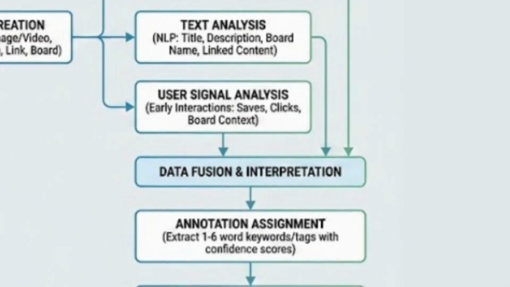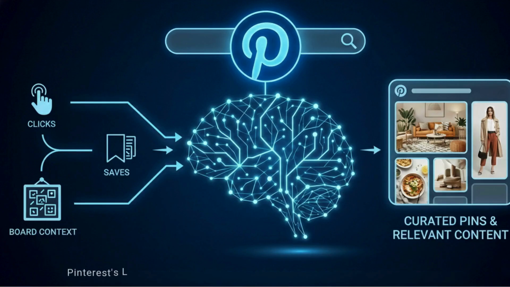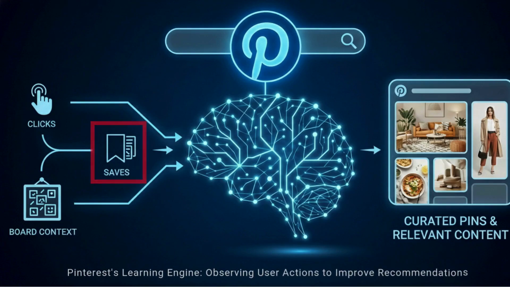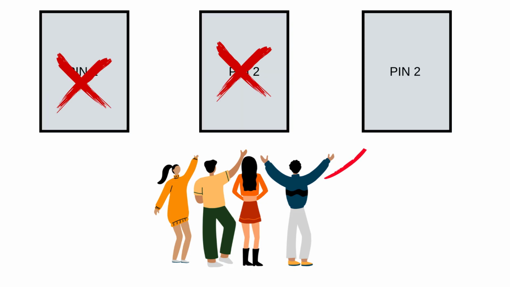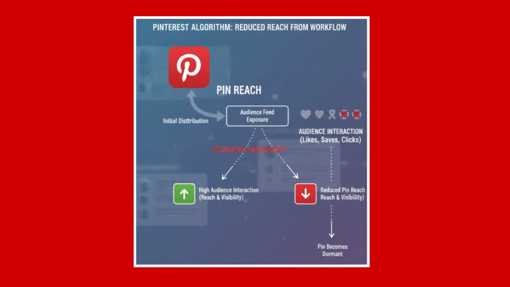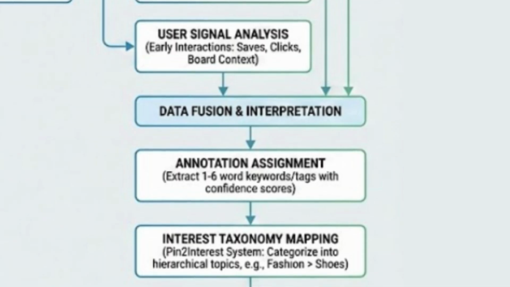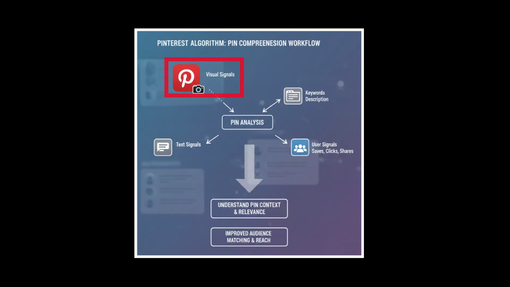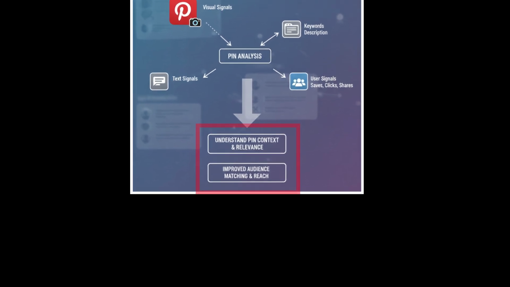Step 4 is user signal analysis. Pinterest observes saves, clicks, early engagement, and board context. So if the first batch of users don't interact, Pinterest reduces the distribution. Step 5 is data fusion. Pinterest merges visual signals, text signals, and user signals. This is where Pinterest says, okay, I understand what this pin is about.